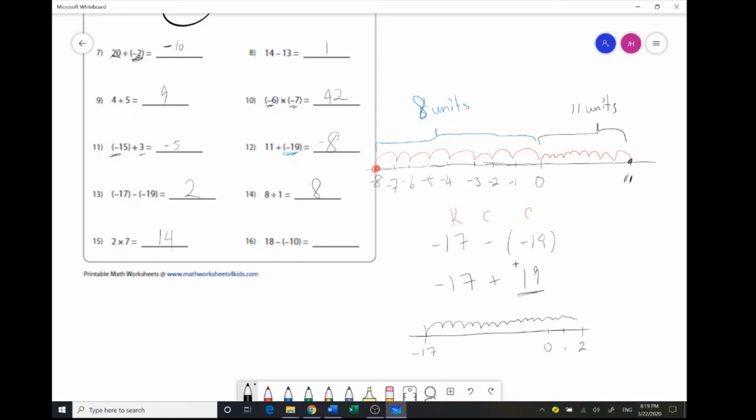Number 16, where you have 18 minus negative 10. Because I'm subtracting integers, apply KCC again, so that will become 18 plus a positive 10. So 18 plus 10, that's how the question will become. That will end up positive 28.